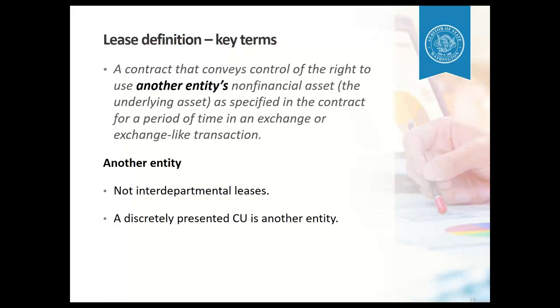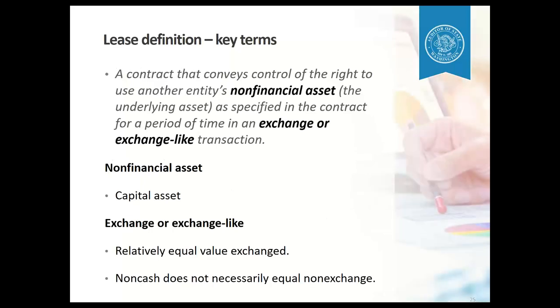Let's go on and keep picking apart this lease definition. It's a contract that conveys control of the right to use another entity's non-financial asset. So another entity means another legal entity. You don't have to worry about those interdepartmental leases, like between internal service funds and other funds. Those are eliminated. You don't have to worry about blended component units unless they're actually publishing their own financial statements. And a discretely presented component unit, that is another entity. I know it's part of your financial reporting entity when you do your financial statements, but it is another legal entity, so you will have to apply the accounting and financial reporting of GASB 87 if there are leases between you and a discretely presented component unit. So, next slide.